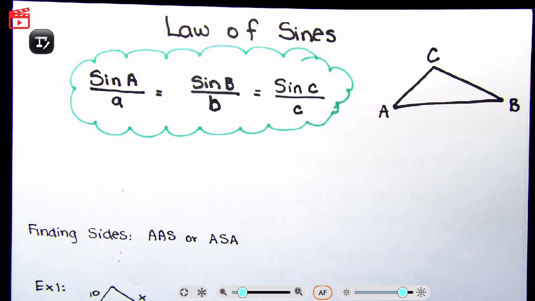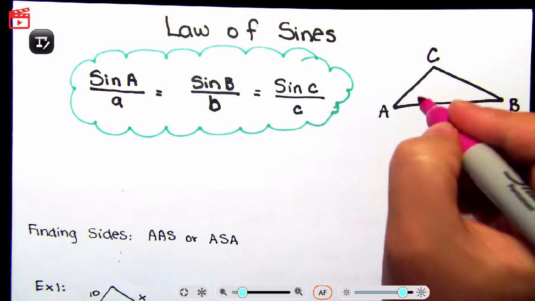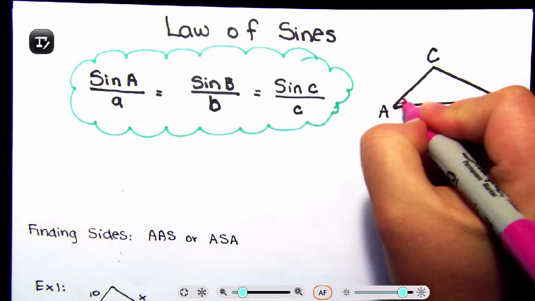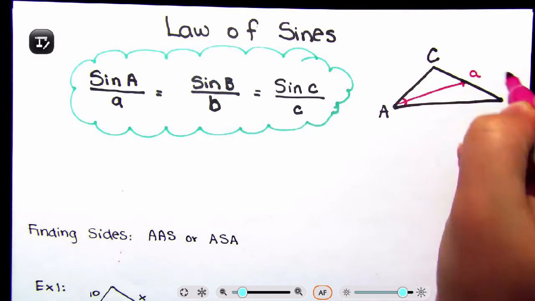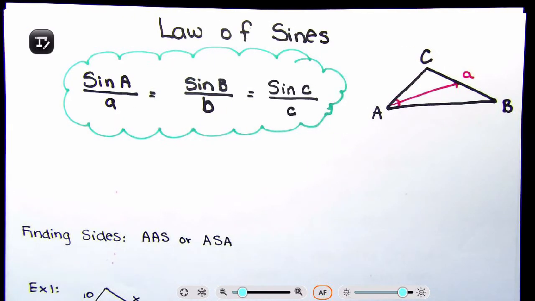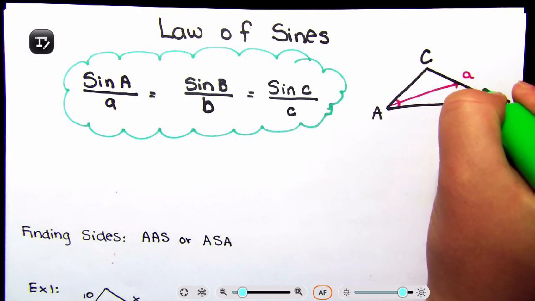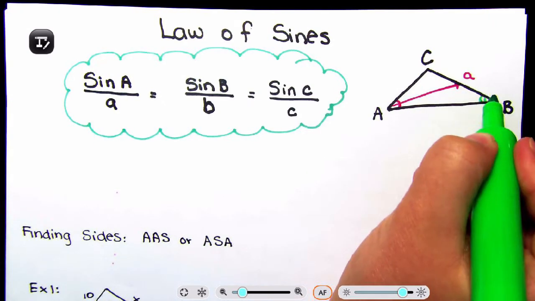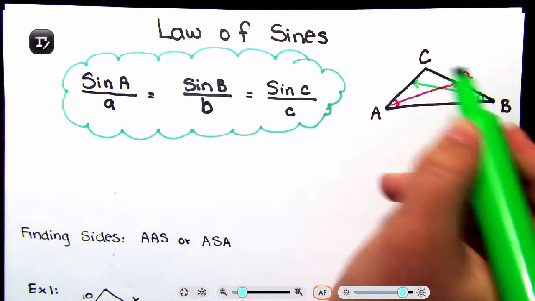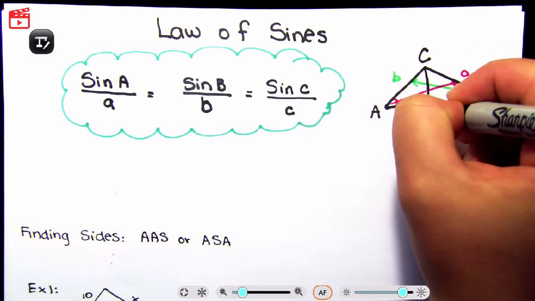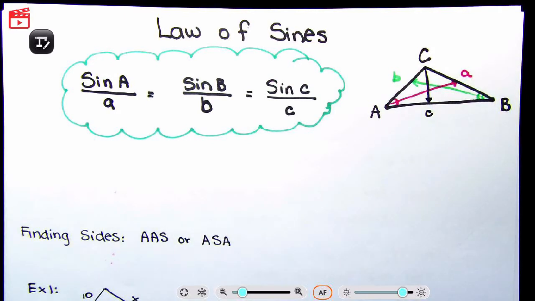Law of sines tells us if you take the sine of angle A, let's call this angle A here, and put that over the side A, that's going to equal sine of angle B, let's call this angle B, and its ratio to the side B. And then angle C and side C also have a relationship with each other.